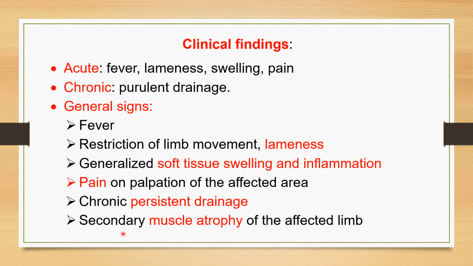There is secondary muscular atrophy of the affected limb. Because of the pain, the movement of limb is restricted, so muscle activity is also less. And because of less muscle activity, there is muscle atrophy of the affected muscles.